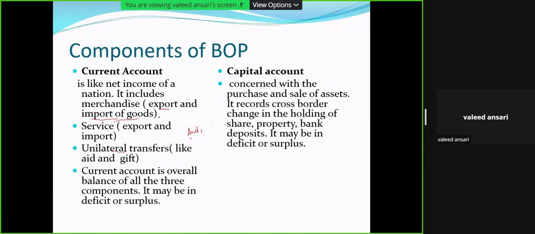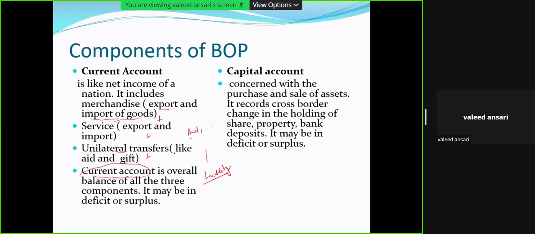Then when we add up these three items, it results in what we call the current account. It is like the net income. It does not result in any liability, that is, something in the future that you have to pay. Although for imports there may be a credit period, understand that the payment period may be there, but it does not create any liability like a loan or other things which create liability.